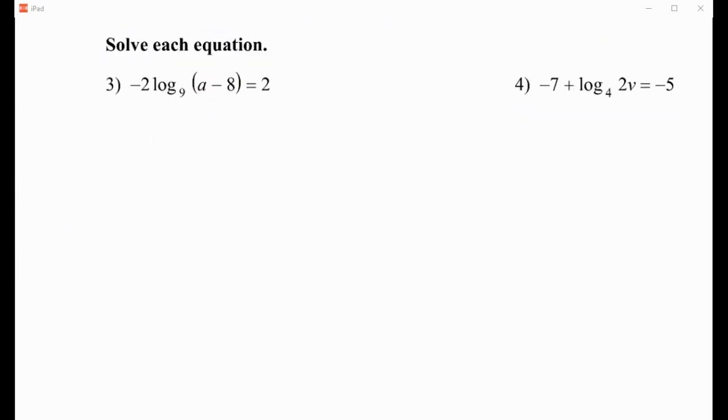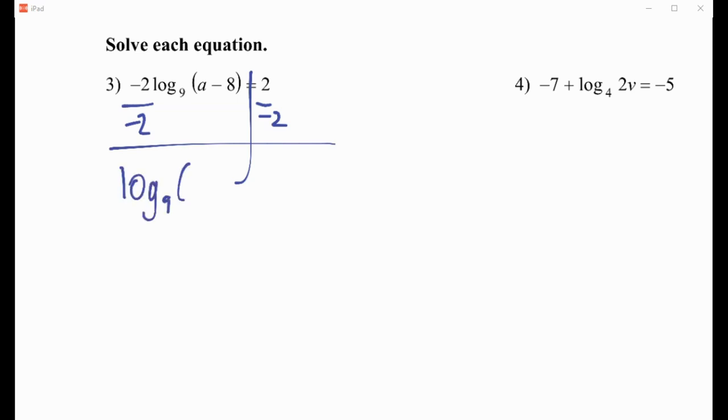So for the next one, I'm going the other way, but still kind of the same thing. So I will first divide by -2. I'll get log base 9 of a minus 8 equals -1.